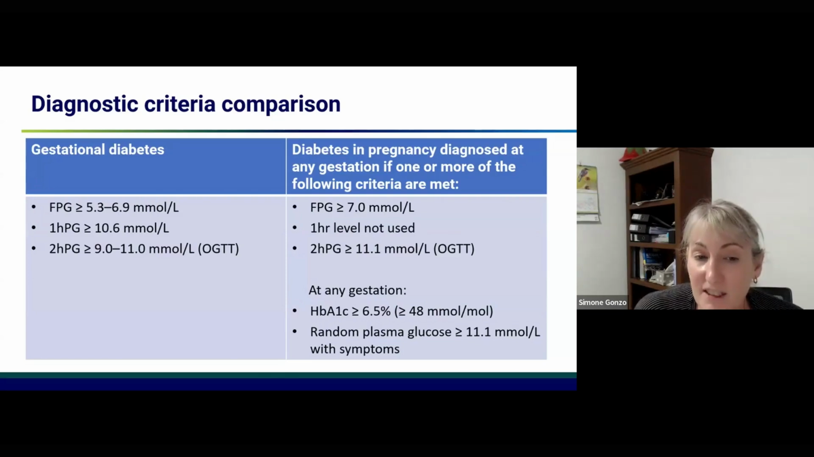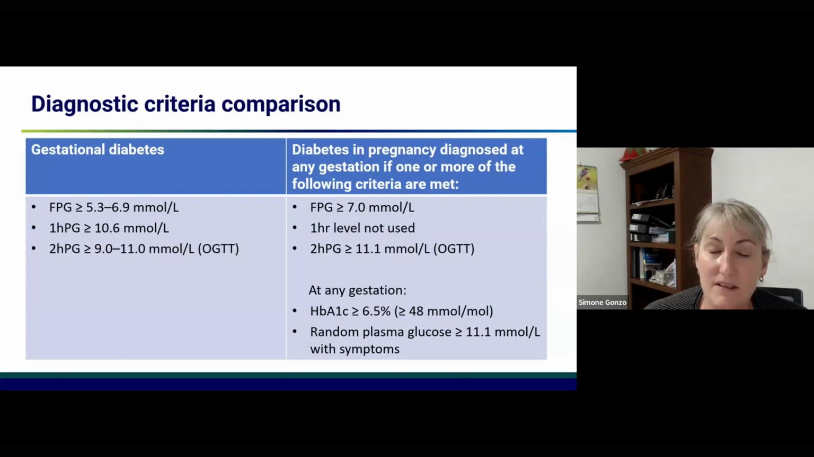Now, also at any gestation during the pregnancy, if that HbA1c is above 6.5%, that is a diagnosis of diabetes in pregnancy. And a random plasma glucose of greater than 11.1 with symptoms, the thirst, the polyuria, that is associated or is diagnostic of diabetes in pregnancy. So we'll talk a little bit more about the diabetes in pregnancy and focus on that.